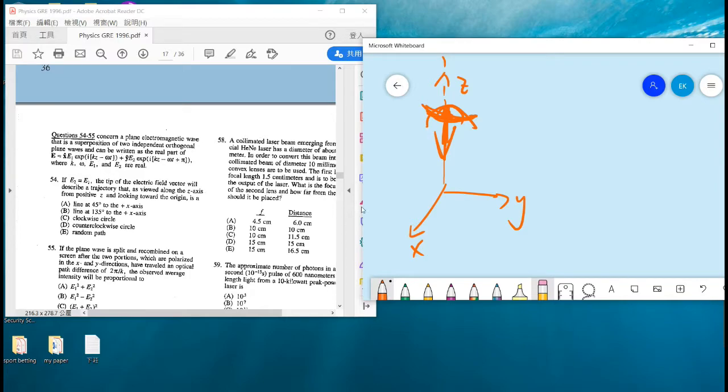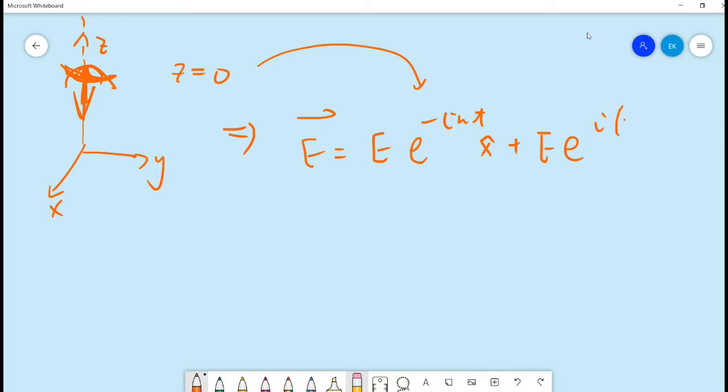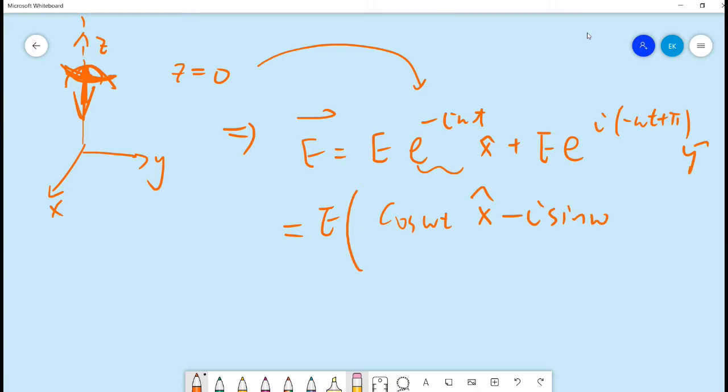Your E basically oscillates in the xy plane, so you can let z equal 0. I only choose this plane, since I already let z equal 0. Then you can use the trigonometric function identity. This is the Euler identity, actually.